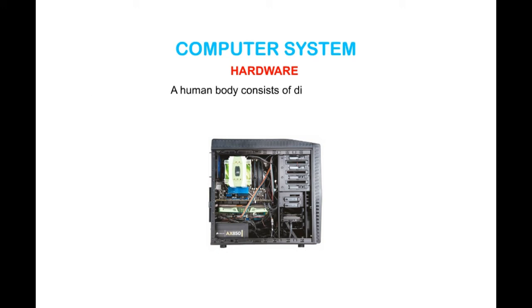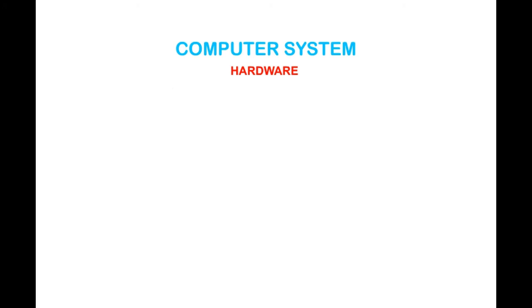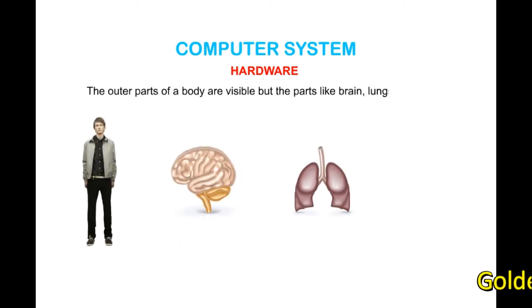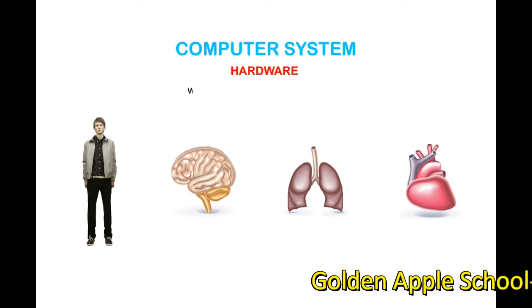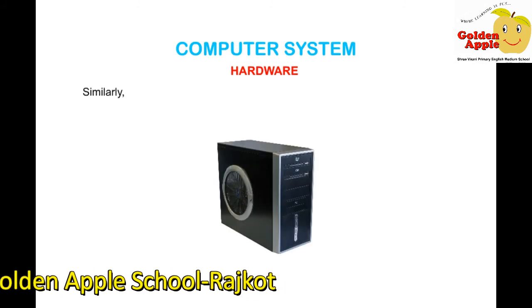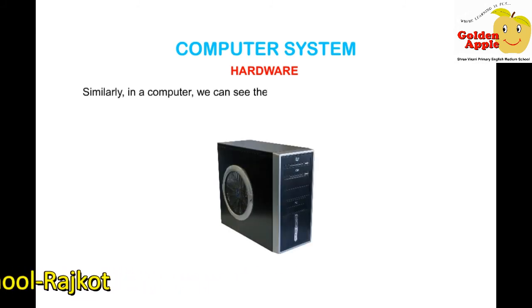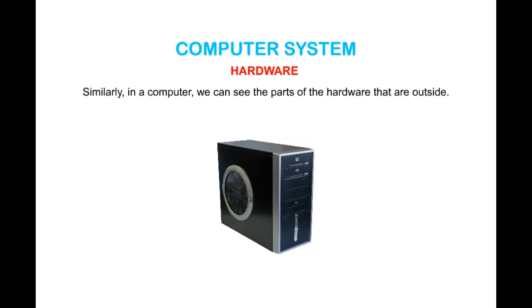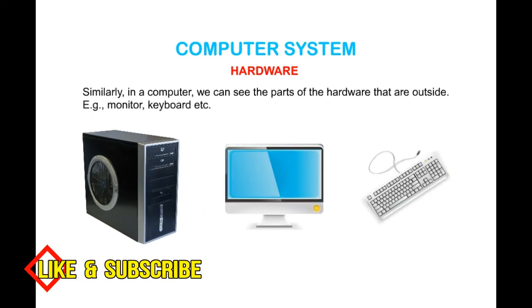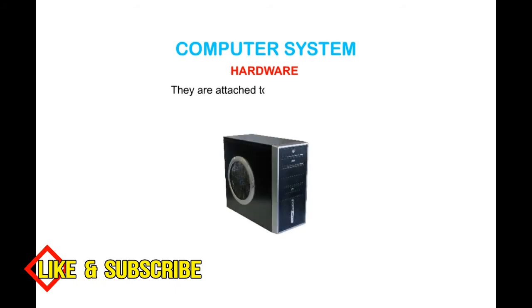A human body consists of different parts. The outer parts of a body are visible, but the parts like brain, lungs, heart, etc., which are inside, cannot be seen. Similarly, in a computer, we can see the parts of the hardware that are outside. Example, monitor, keyboard, etc. They are attached to the CPU by cables.